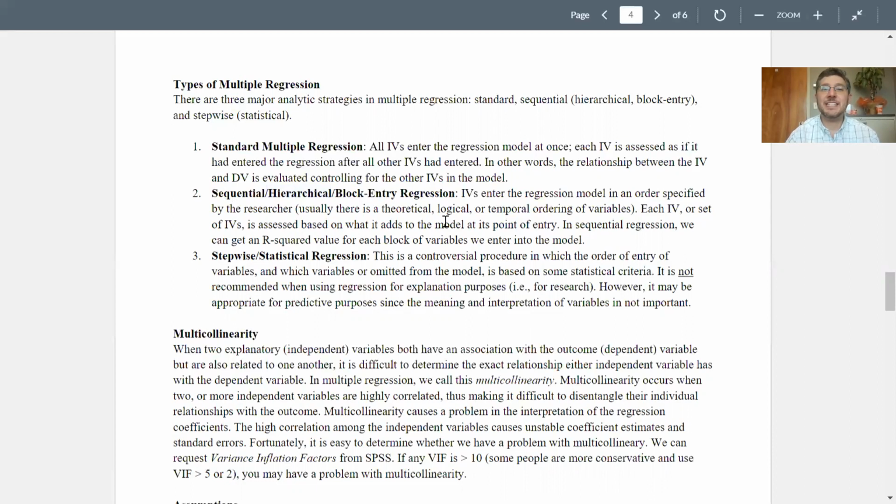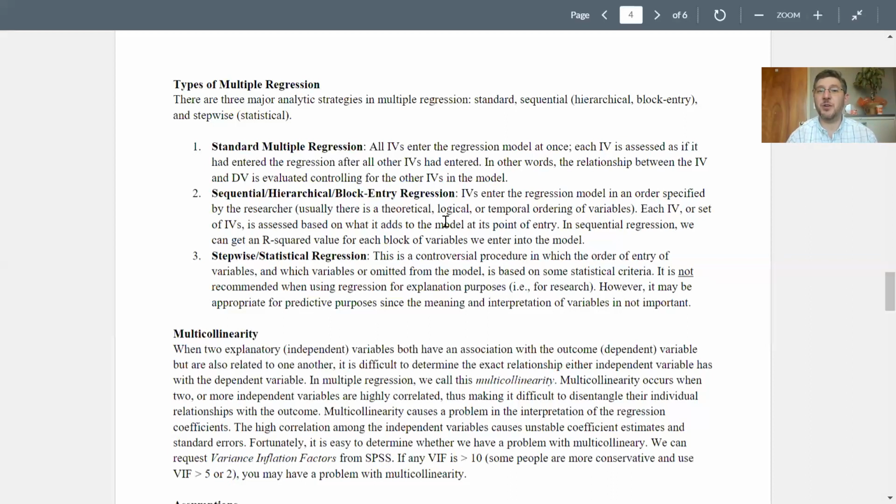In this case, you usually have a theoretical or a temporal ordering to the variables. You know, these variables came first, then this, and you want to examine how the effect of a certain variable changes after you add different sets of variables into the model. So you can assess how the relationship between that independent variable and the dependent variable changes as we add in different variables.